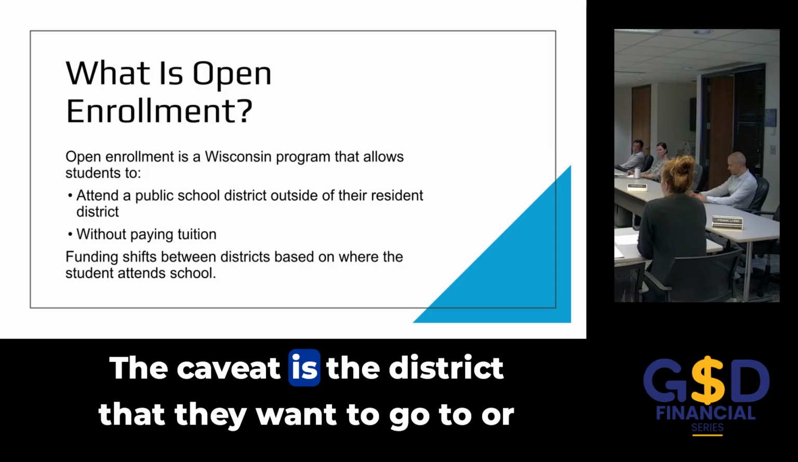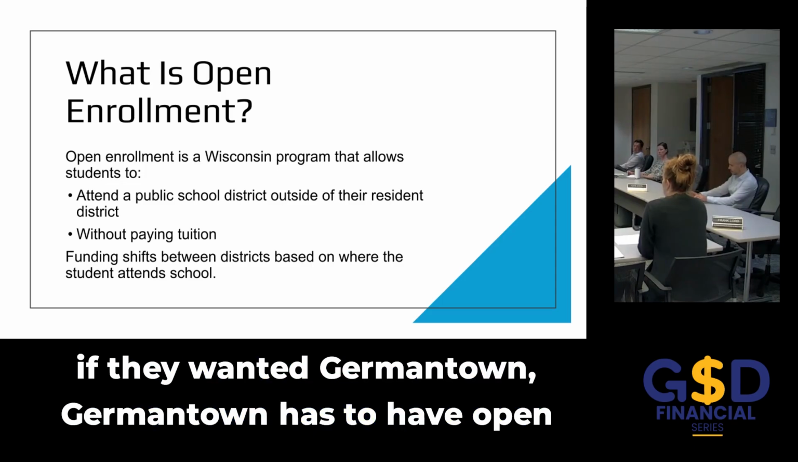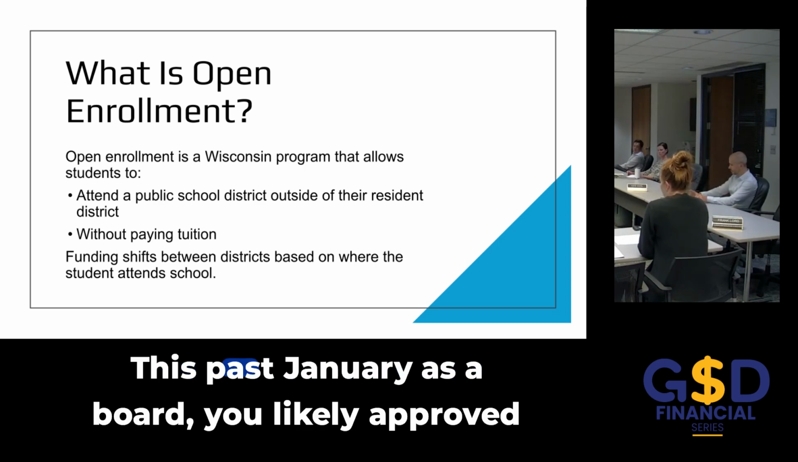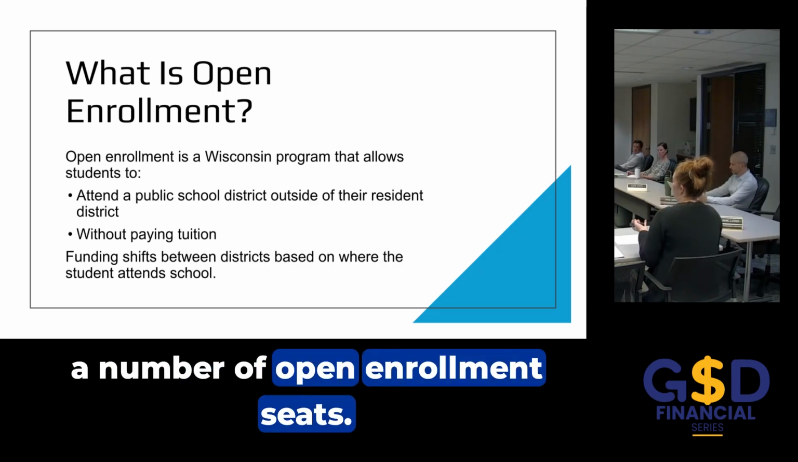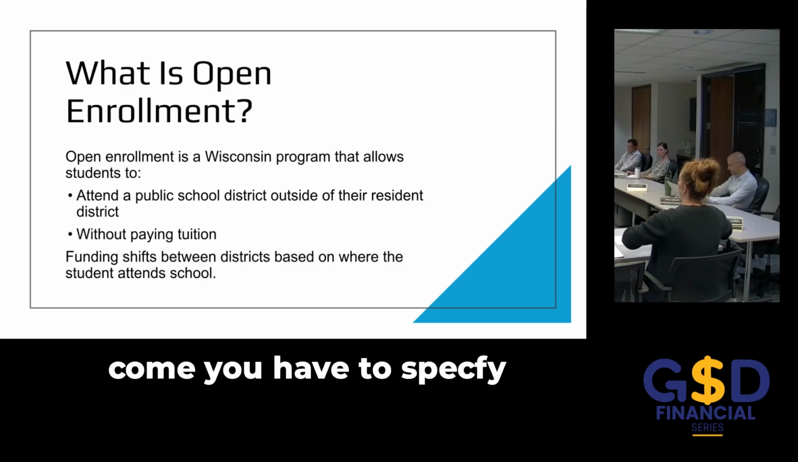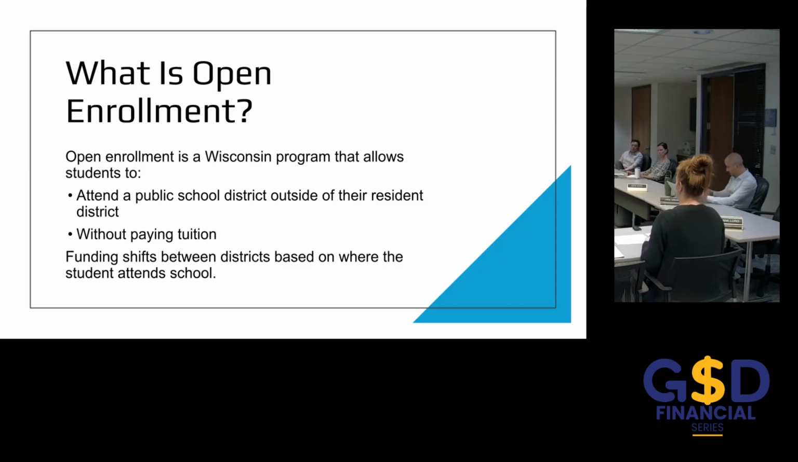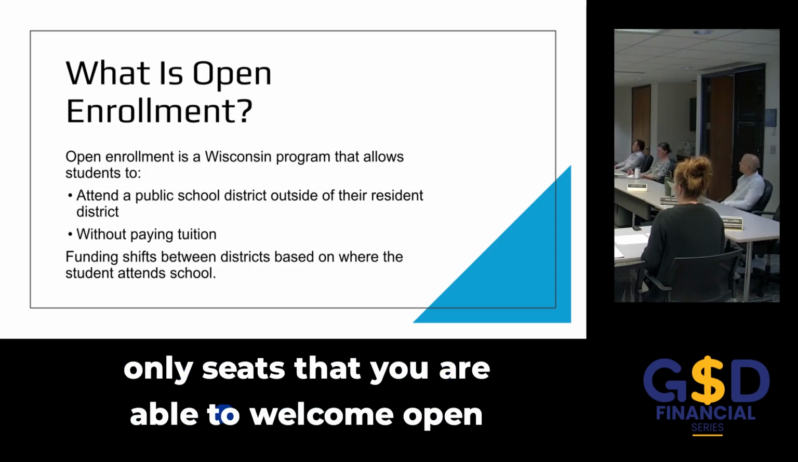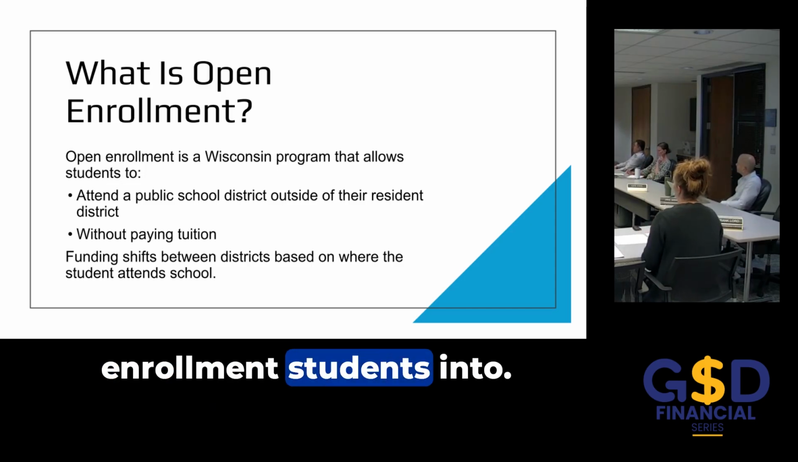The caveat is the district that they want to go to, or if they wanted to come to Germantown, Germantown has to have open seats for them to come into. So in January, and this past January as a board, you likely approved a number of open enrollment seats. You said to the public, hey, we have availability for you to come into our district. You have to specify the grade level that they are in, and those are the only seats that you are able to welcome open enrollment students into.